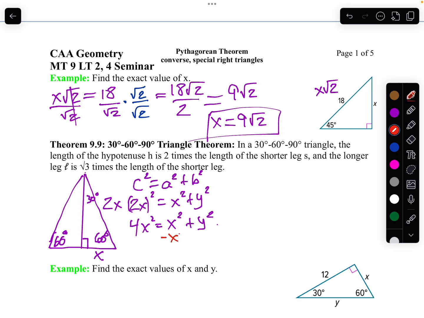Minus x squared from both sides. You get 3x squared equals y squared. And then I'll take the square root of both sides. So y, the square root of x squared, is x times the square root of 3.